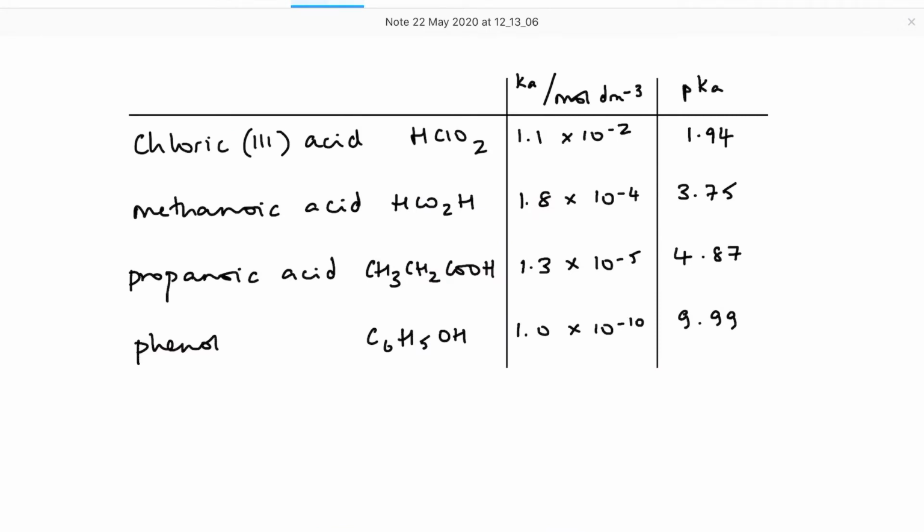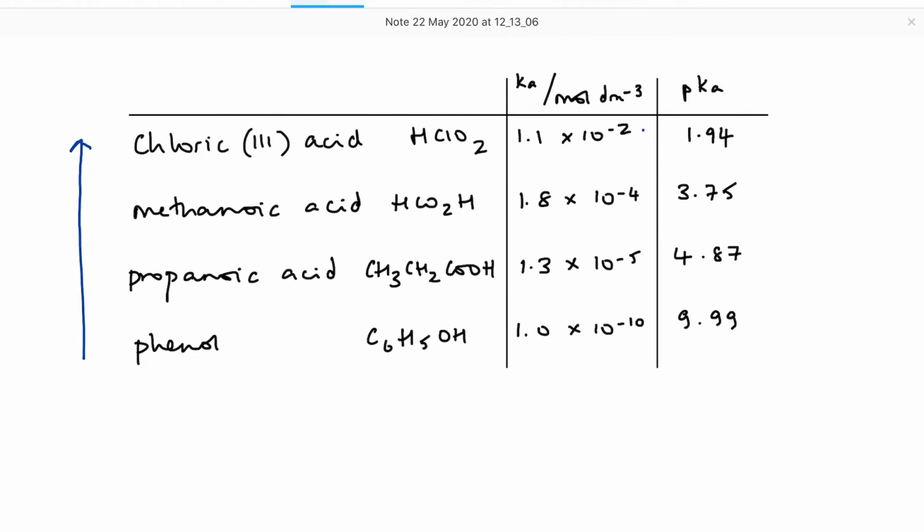Ka values are influenced by temperature but not by the concentration of the acid. So it's a really accurate measure of the extent of dissociation. And I've given you a few examples here. We can see that as we move up my table, the Ka values are increasing.